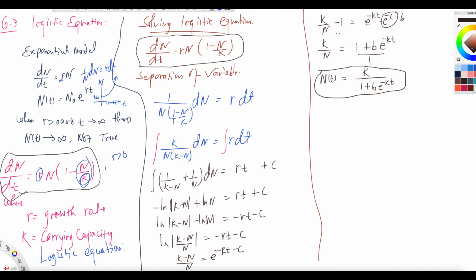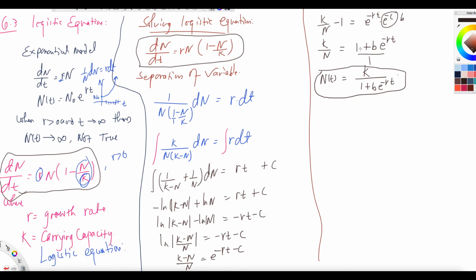Where K is the carrying capacity, B is a constant, and then k is, not k, I'm sorry, why did I write k? That should be r, right? Not k, that should be r. And then you see that e to the negative r t, not k, that is r. Because you see that e to the negative rt minus c, e to the negative c, I denoted that by B.